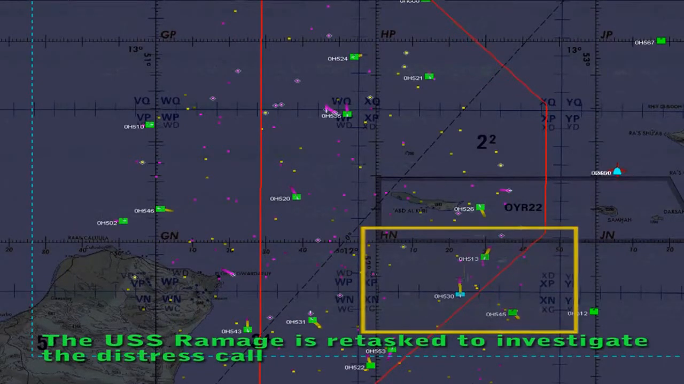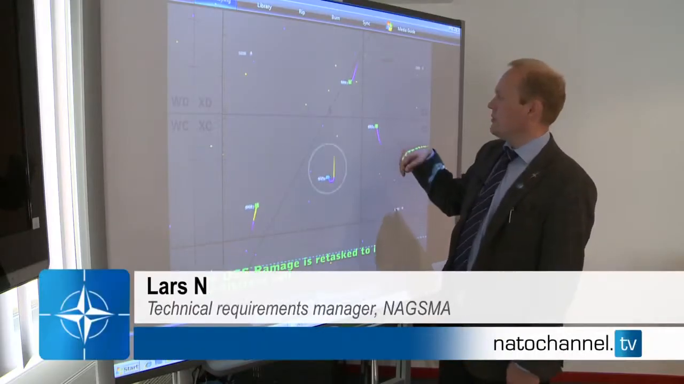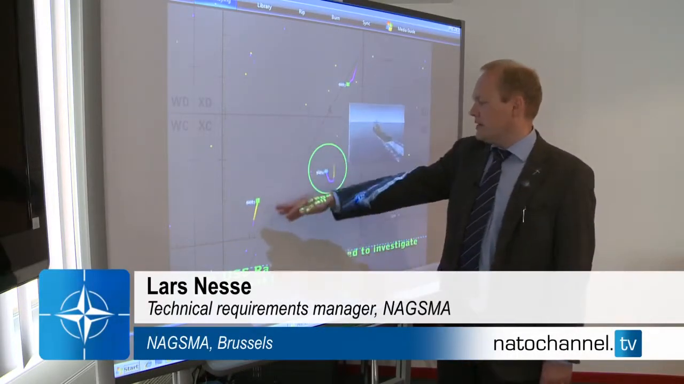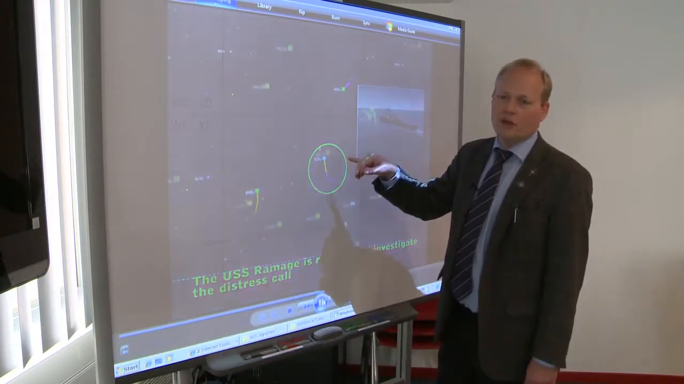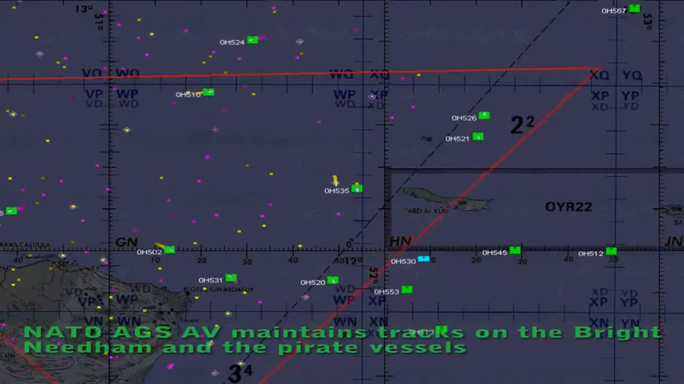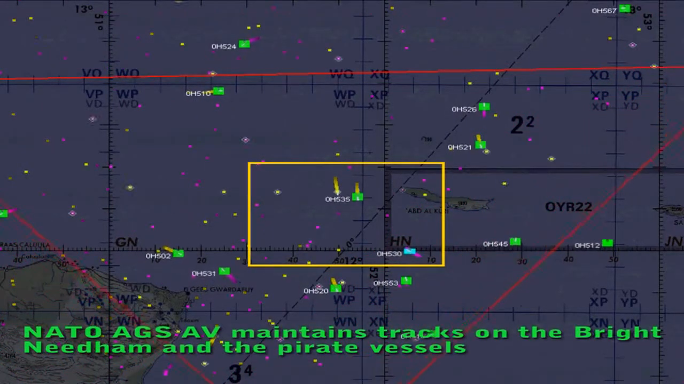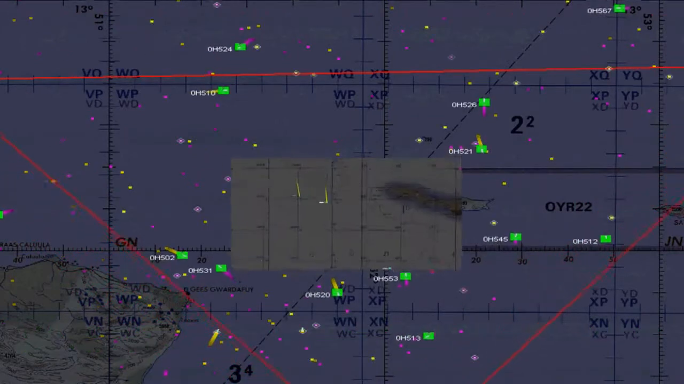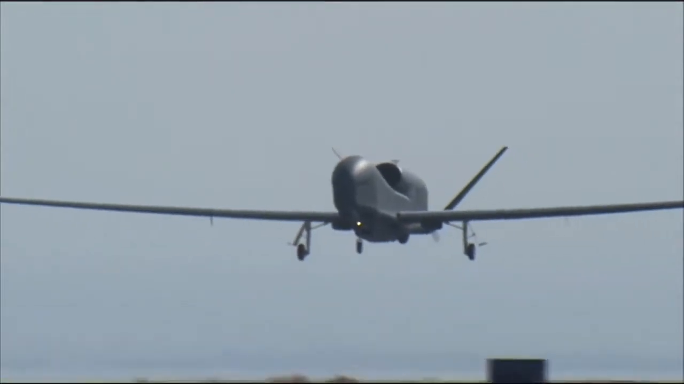There's a typical indication of a pirate attack, and you saw the line going ahead, which could have been the mothership. What we now have is all of this data goes down through the ground segment to the military commanders, and they have just tasked a US destroyer to go and investigate to intercept the possibly hijacked ship. A fictitious scenario, but this simulation makes the role of AGS clear.